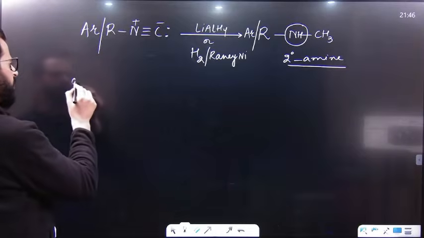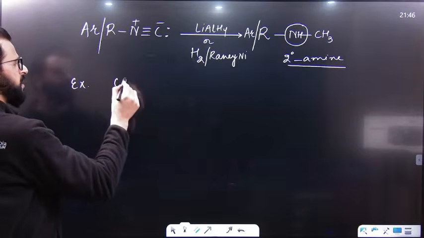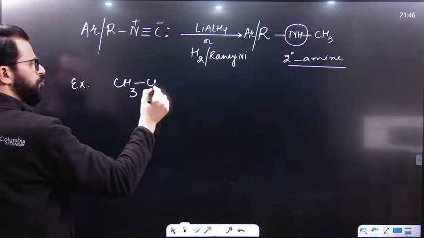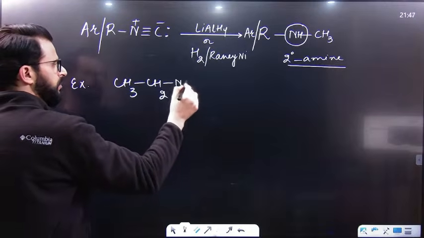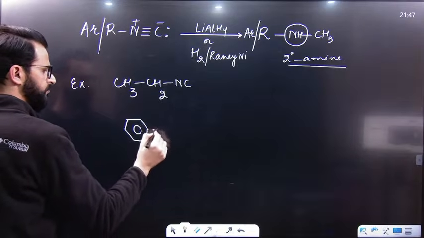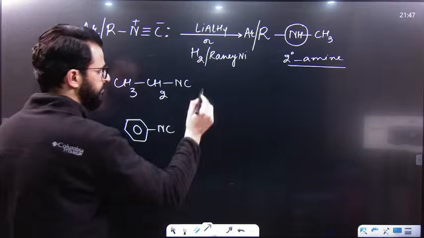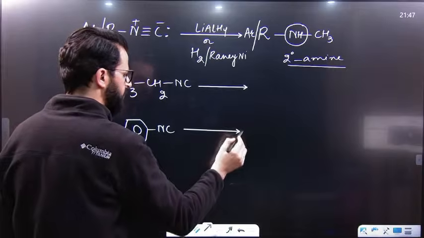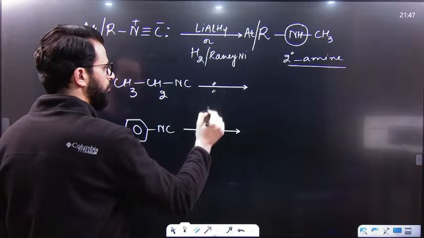For example, if we have this one, CH3CH2NC. Now, what will be the product? And similarly, what will be the product of this? What will be the product of this? Now, let me know in the chat quickly. What will be the product?